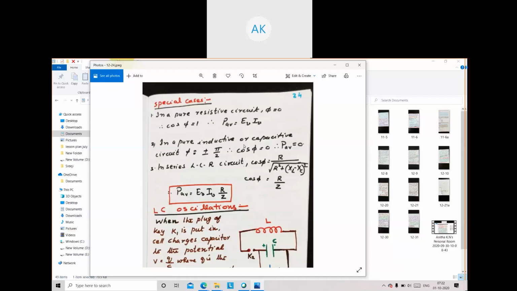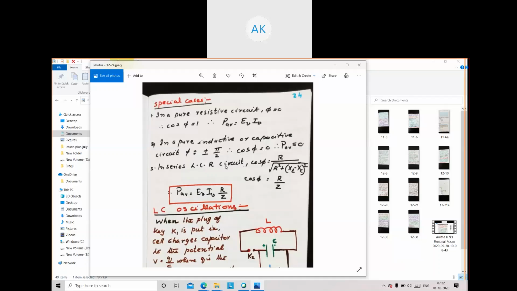ഇനി ഇൻഡക്റ്റീവ് ഓർ കപ്പാസിറ്റീവ് സർക്യൂട്ട്, phi equal to ഇൻഡക്റ്റീവ് സർക്യൂട്ടിൽ +π/2 ആണെങ്കിൽ കപ്പാസിറ്റീവ് സർക്യൂട്ടിൽ -π/2 ആണ്. അപ്പോൾ cos π/2 എന്താണ്? മൈനസ് ആയാലും പ്ലസ് ആയാലും it is 0. So power becomes 0. In pure inductive or capacitive circuit, power is 0.